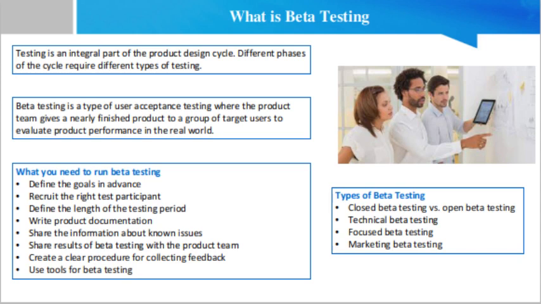Use tools for beta testing. Logging bugs, measuring productivity, and collecting feedback from users are typical things you do during beta testing. It's important to have a tool or a set of tools that will simplify the process of beta testing. So you must use those tools.